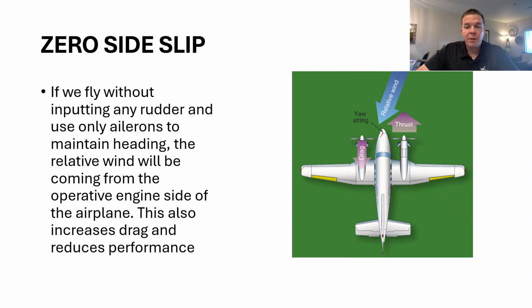In this next picture, this airplane is using only bank to maintain directional control and no rudder. So again, the left engine is inoperative, the right engine is operative, and it is banked into that operative engine and not using any rudder. The relative wind is hitting this airplane from the opposite side. It's hitting it from the right, also increasing drag and decreasing performance.